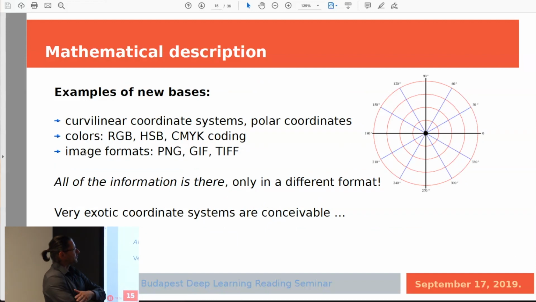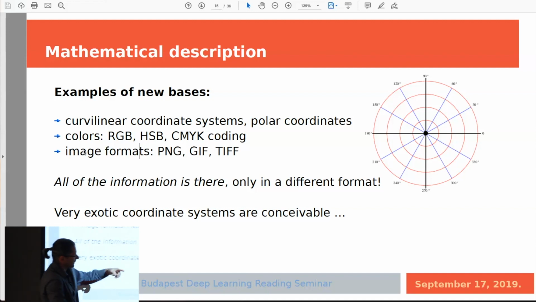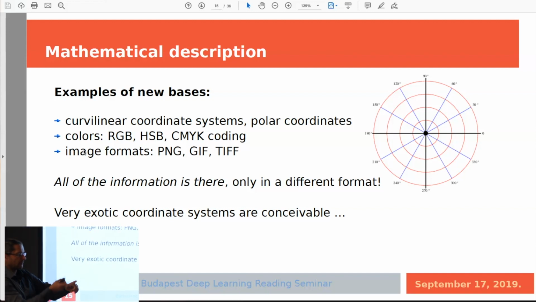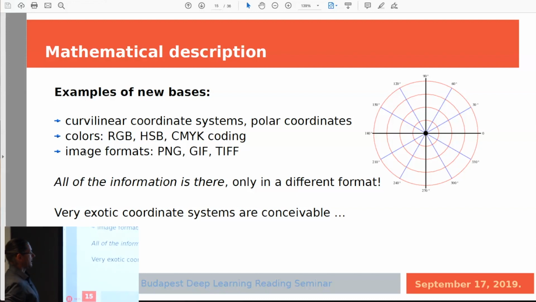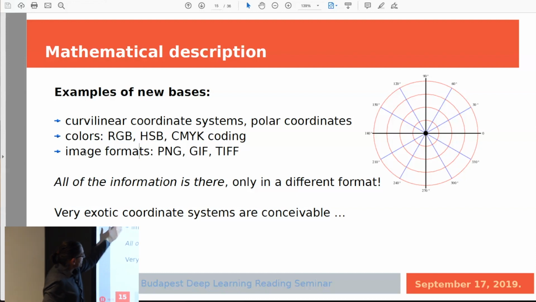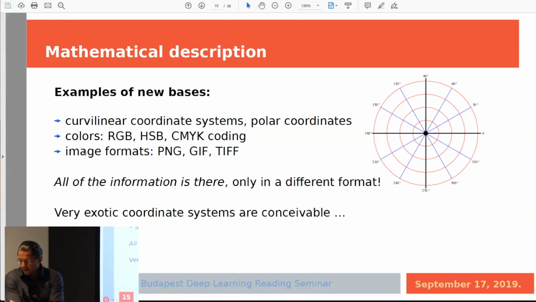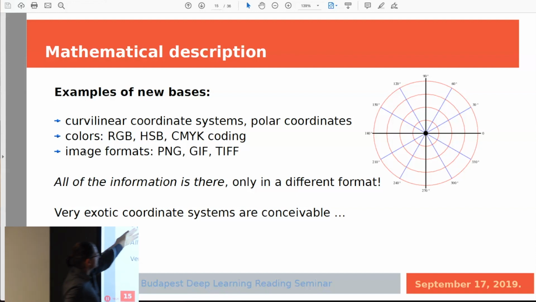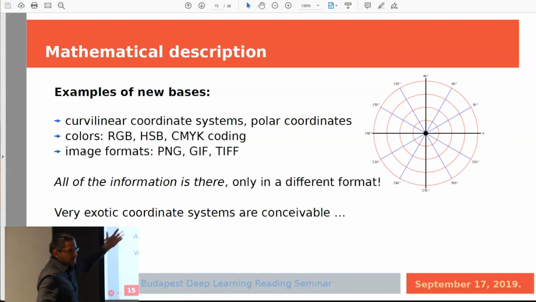For example, a very simple two-dimensional example is the polar coordinates, when instead of x and y coordinates we use an angle and a radius. This is a good change of basis. Another change of basis can be encountered when we describe colors, because the colors can be described in the RGB, so red, green, blue frame, the HSB frame, the hue, saturation, and brightness frame, or CMYK. These are just different coordinate systems for the same stuff.